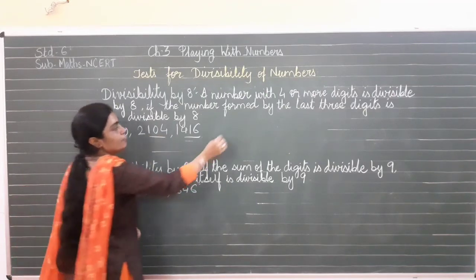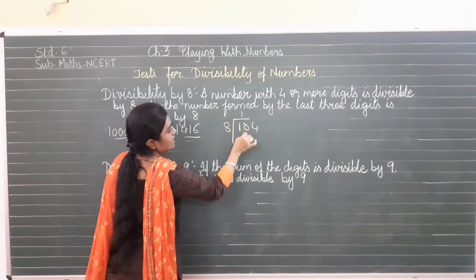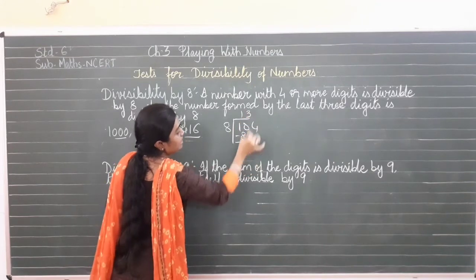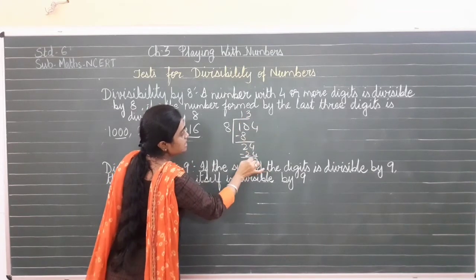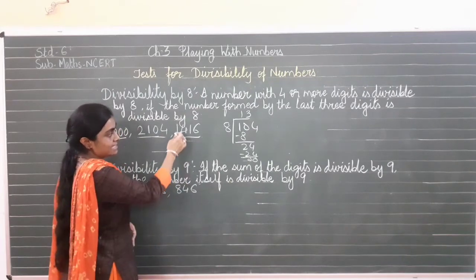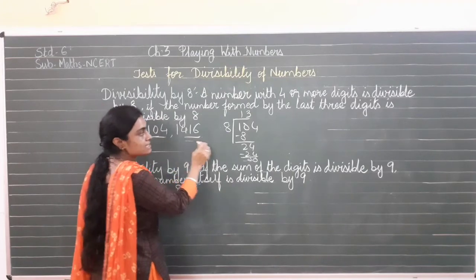104. 104 if you divide by 8. 8 ones are 8. 10 minus 8 is 2. Carry down 4. 8 threes are 24. Remainder is 0. So this complete number is divisible by 8. Same way 1460. We will see the last 3 digits.